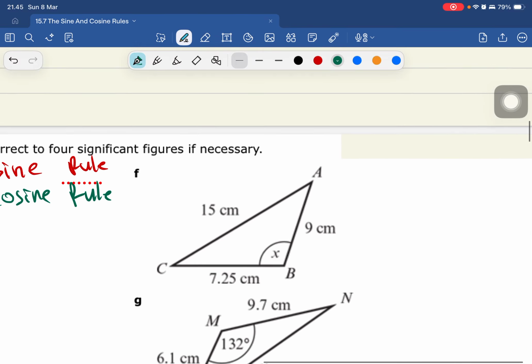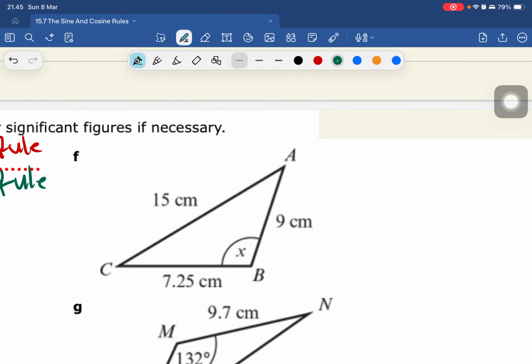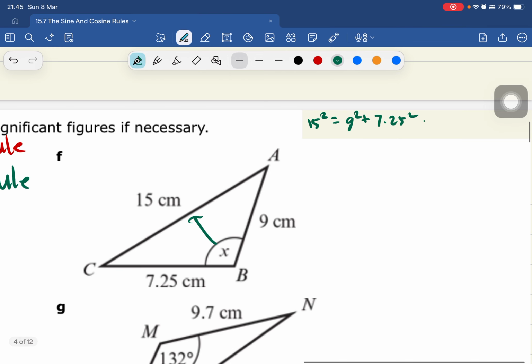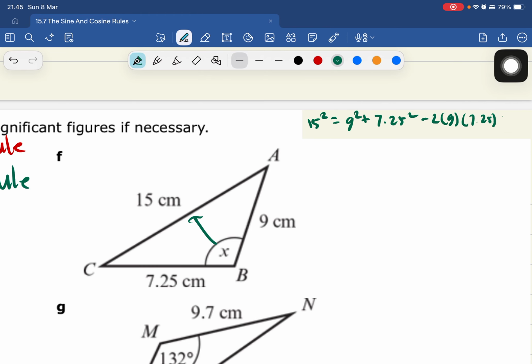E, next F, we have two sides. Let's make it 15 here. 15 squared equals 9 squared plus 7.25 squared minus 2 times 9 times 7.25, and then we multiply with the cos x that we don't know yet.